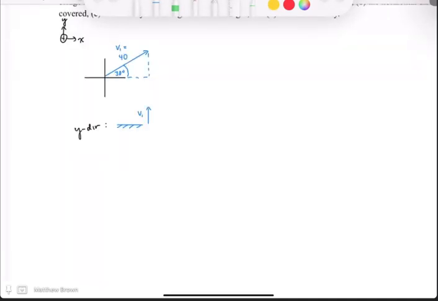So we have some V1 in the Y direction, which I actually don't know right now, but if I'm just looking at the Y direction, it's going to go up, and then I've got the water here. So this thing is going to go up to some maximum height, and then it's going to come all the way down and hit the water, right?